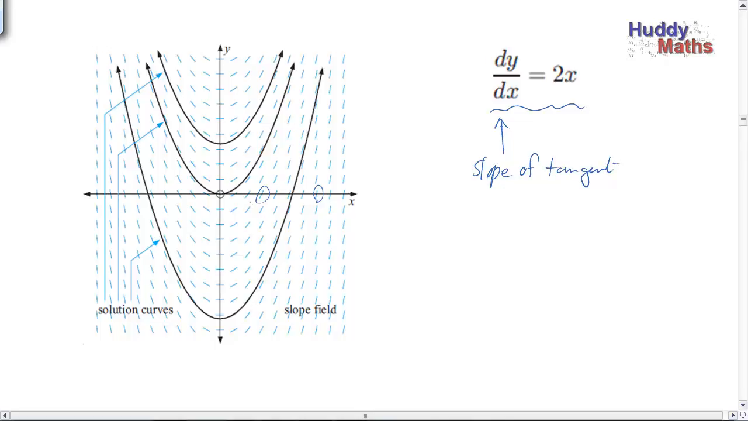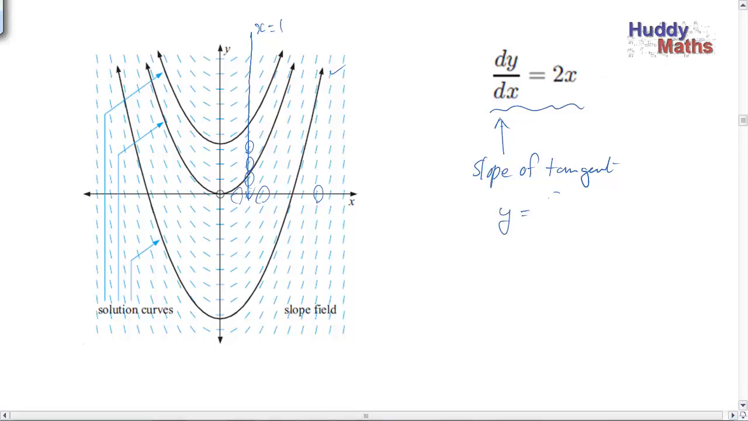So when x is 1 somewhere in here, the slope is 2, fairly steep. And whenever x is 1, all the slopes have to be 2 times 1, which is 2, no matter which family member you draw. So they've drawn some here. This would be, well, let's check the solution.